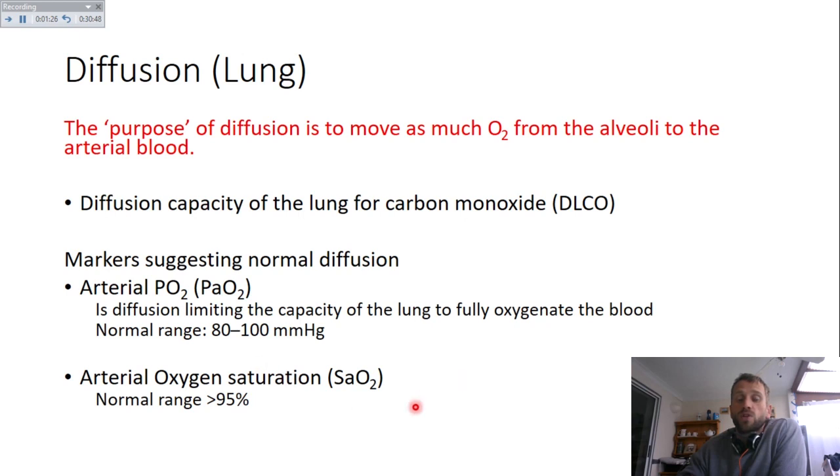The other thing that we can look at, and we're going to use in the labs, is arterial oxygen saturation. This is the amount of hemoglobin that has oxygen bound to it. Normally that will sit above 95%, usually above 98%. Similarly, if we saw this number decrease, that might be indicative of an oxygen diffusion limitation. So we're going to estimate this, and measure this in the lab.